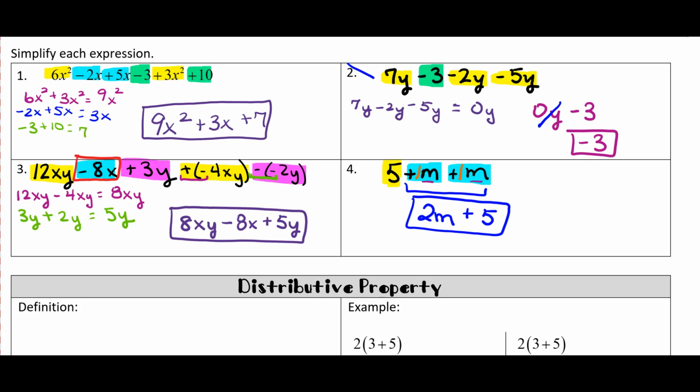You cannot add 2m plus 5. Okay, they're not like terms. Just like you can't add the 8x and the 8xy. Xy has a y. 8x doesn't have a y. They have to look the exact same variable to the exact same power.